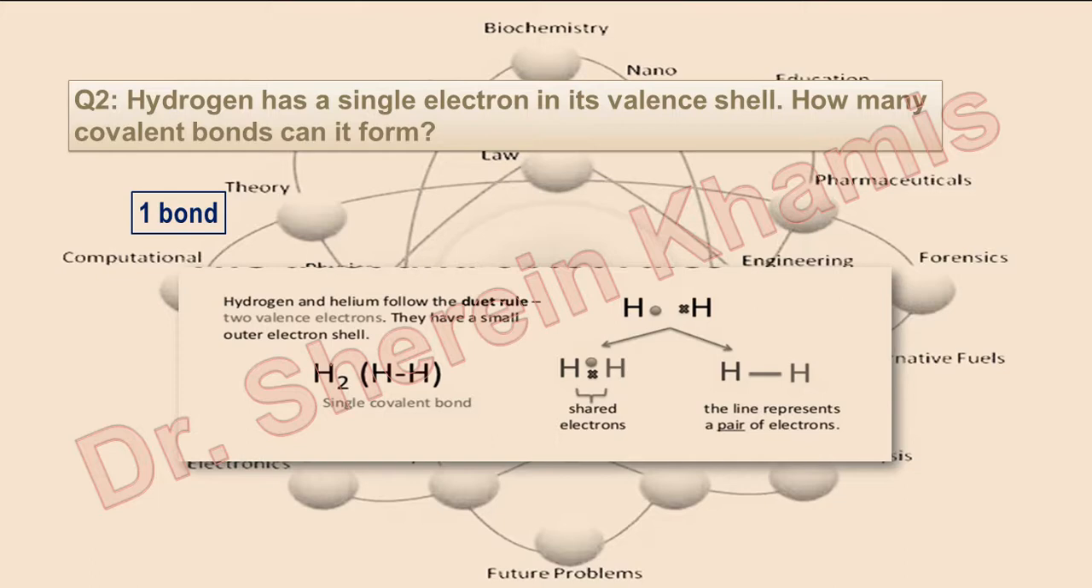What is the difference between the duet rule and the octet rule? Octet means 8 in the Roman language, and duet means 2, also in the Roman language. So we have duet here as they have only 2 electrons in the outermost energy level, or the valence shell. So here we have the structure of hydrogen, which will form one covalent bond. Okay, let's go to question number 3.